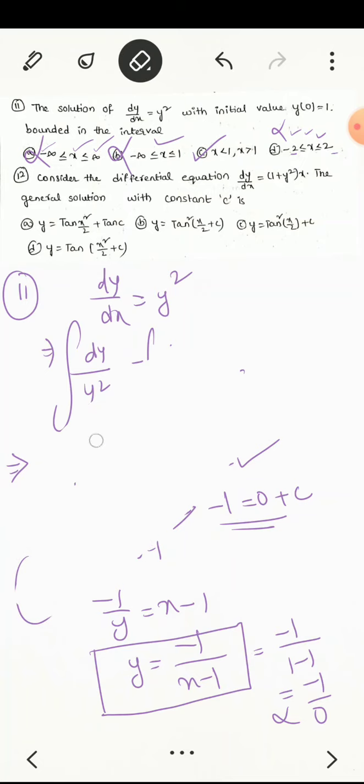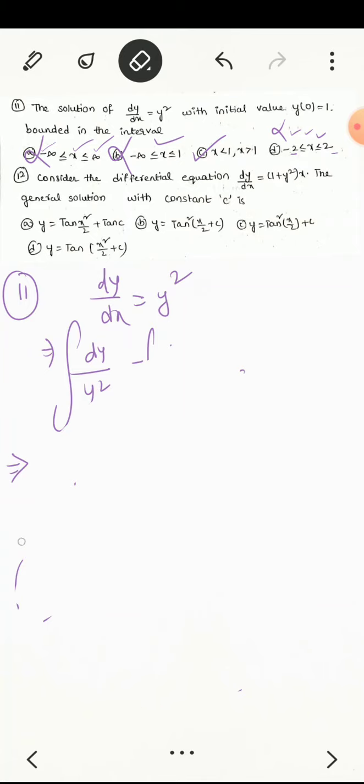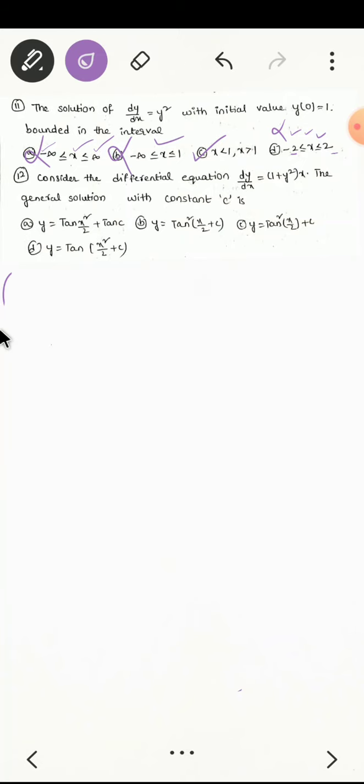Okay, let us solve problem number 12. What is problem number 12? What are they saying? Consider the differential equation dy by dx is equal to 1 plus y square into x. So you have to consider that equation and find the general solution for it. So what is the general solution? Let us solve problem number 12. Consider the equation dy by dx is equal to 1 plus y square into x.